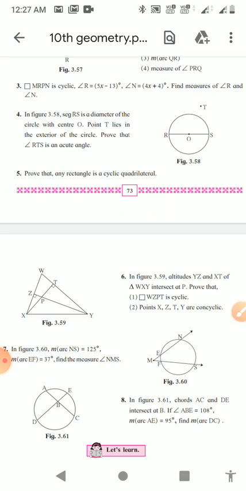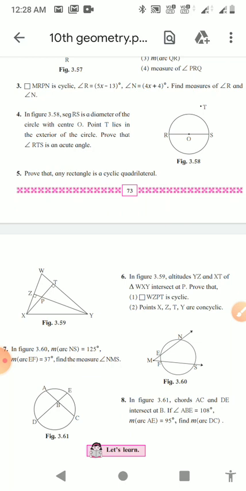As we already saw in the previous question, if it is cyclic, what is the condition? Their opposite angles must be supplementary, isn't it? Then we can say that it is a cyclic quadrilateral. We will prove it again. Then the second thing which we have to prove here is that points X, Z, T and Y are concyclic. Then we will start our answer.